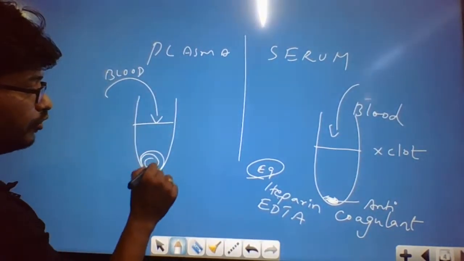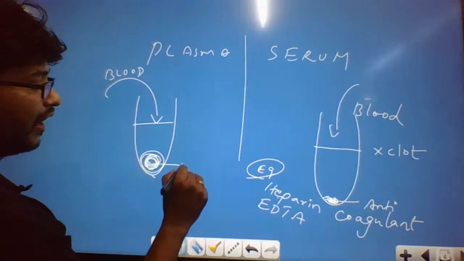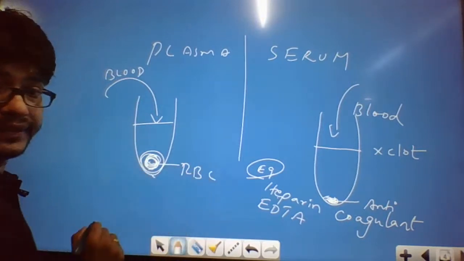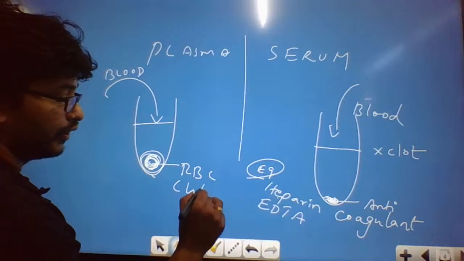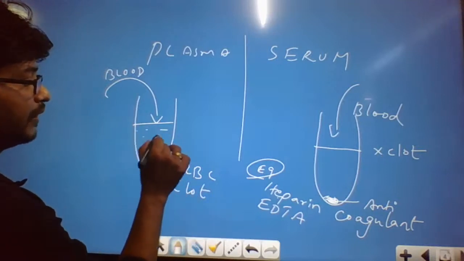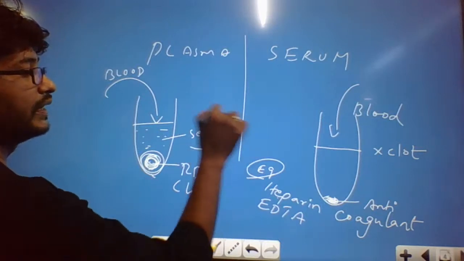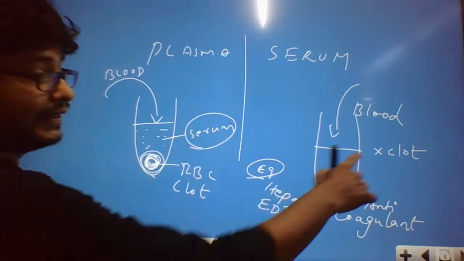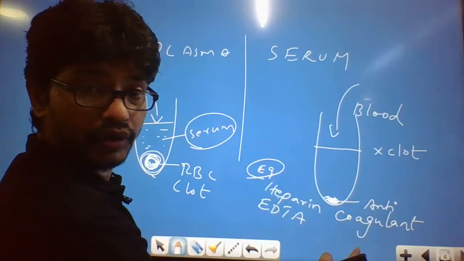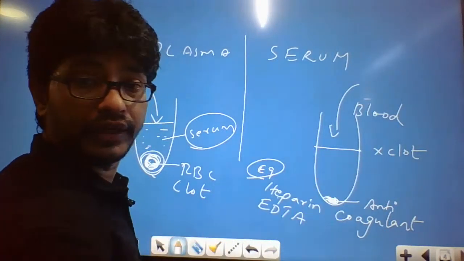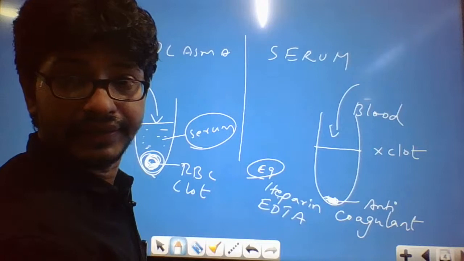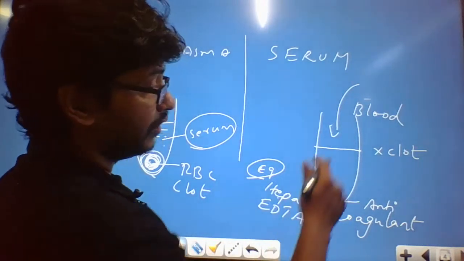Here I could see only two forms actually. This is the RBC, the clot part, which is getting clotted. And this part, I'm calling it serum. But in this place where I had an anticoagulating agent, this is not allowing my blood to get clotted.